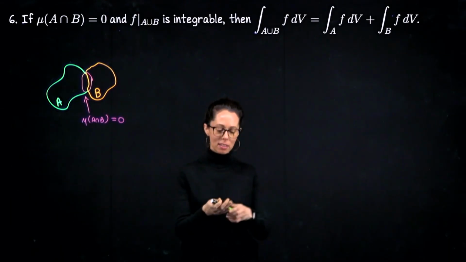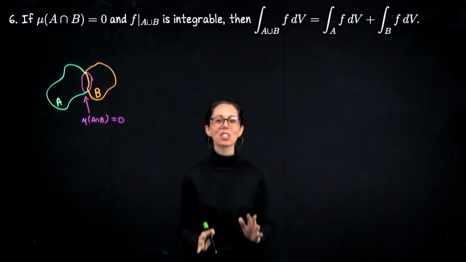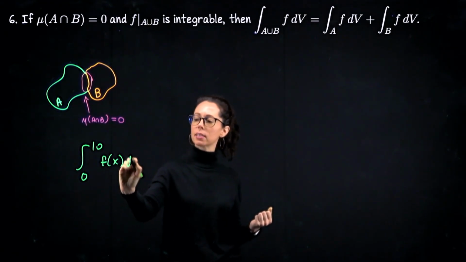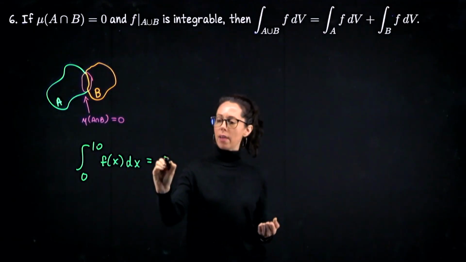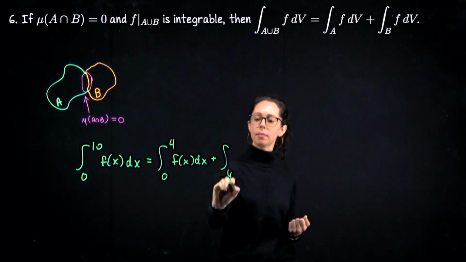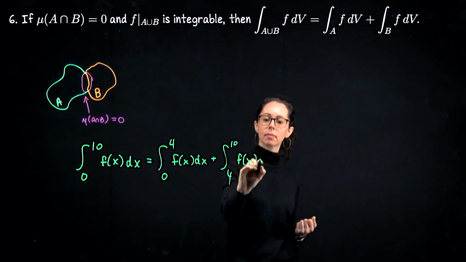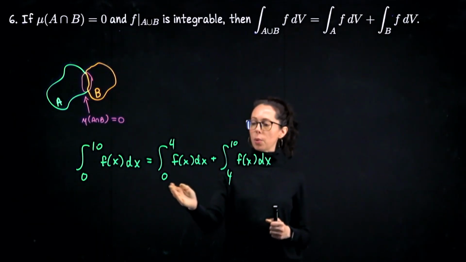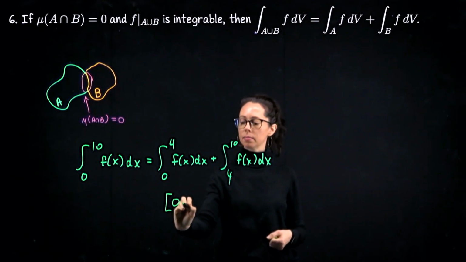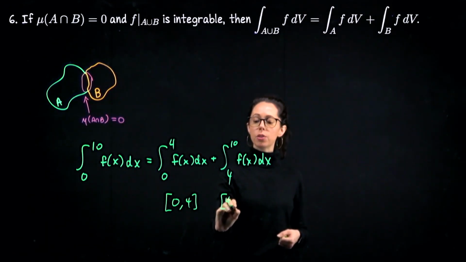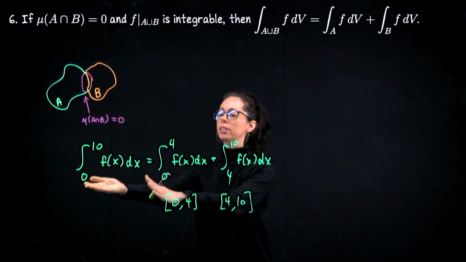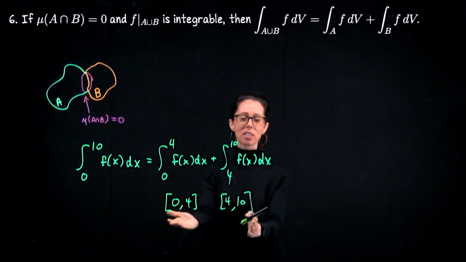The common way to see this, so if you want the most common application of this statement, is when we have a function and we integrate from, say, 0 to 10 of f of x dx, and perhaps for whatever reason it's more advantageous to do this as 0 to 4 of f of x dx plus 4 to 10. So here, the domain A is from 0 to 4. That's a closed bounded interval. B is 4 to 10. They do overlap, but in a single point which has measure 0.